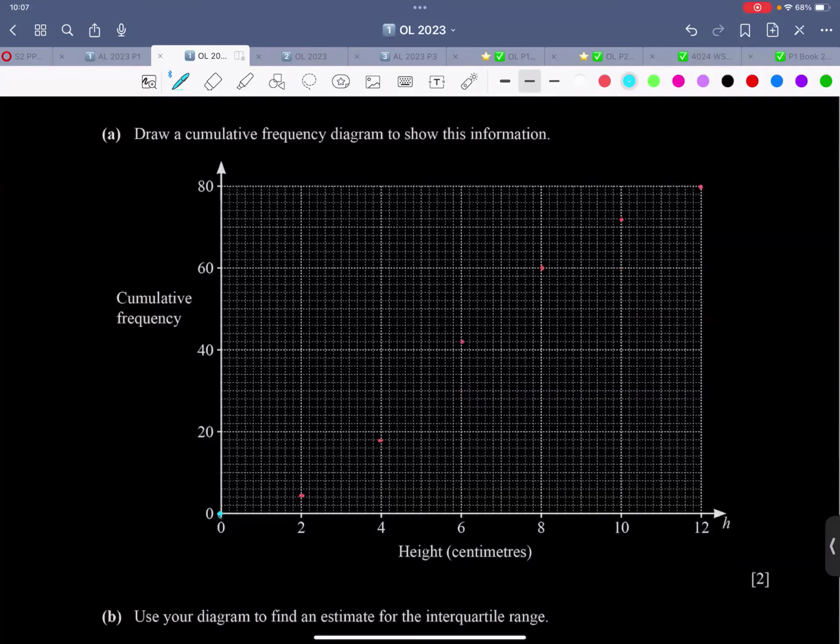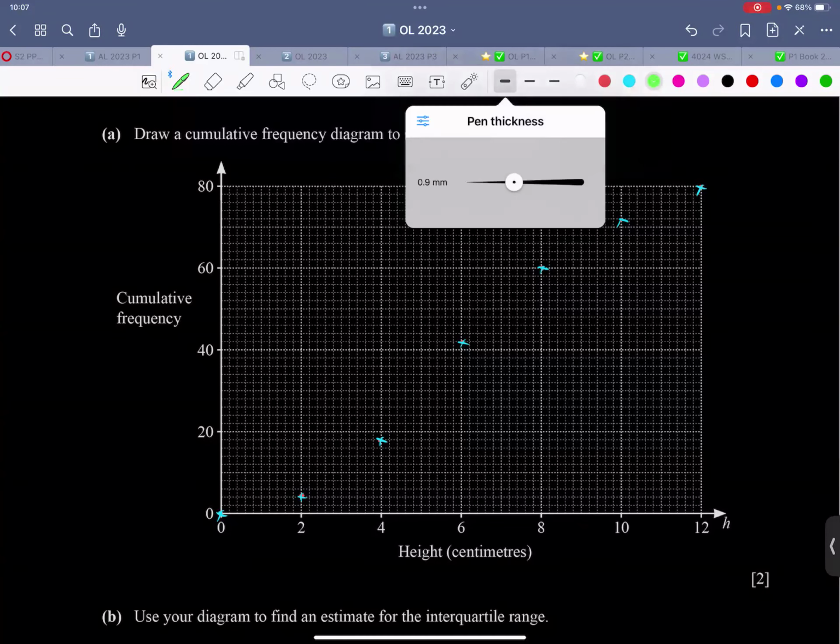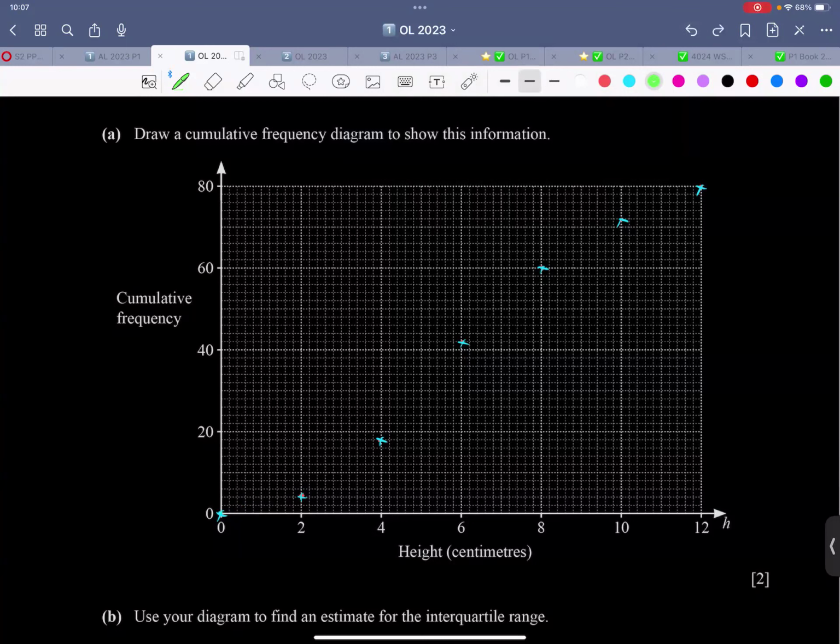So let me mark some crosses so that it's easily visible, because the dots disappear when we draw it with a line. So now let me join it properly. So now this goes like this. This line is too thick.